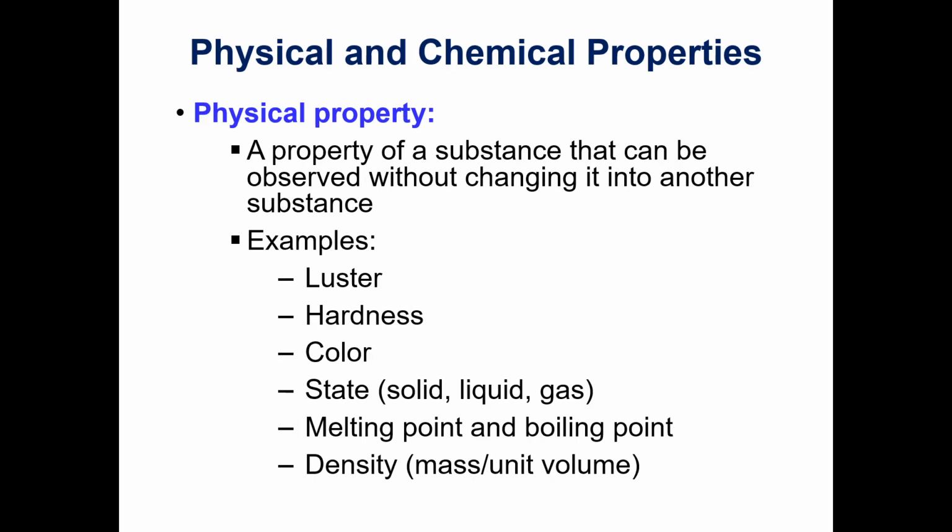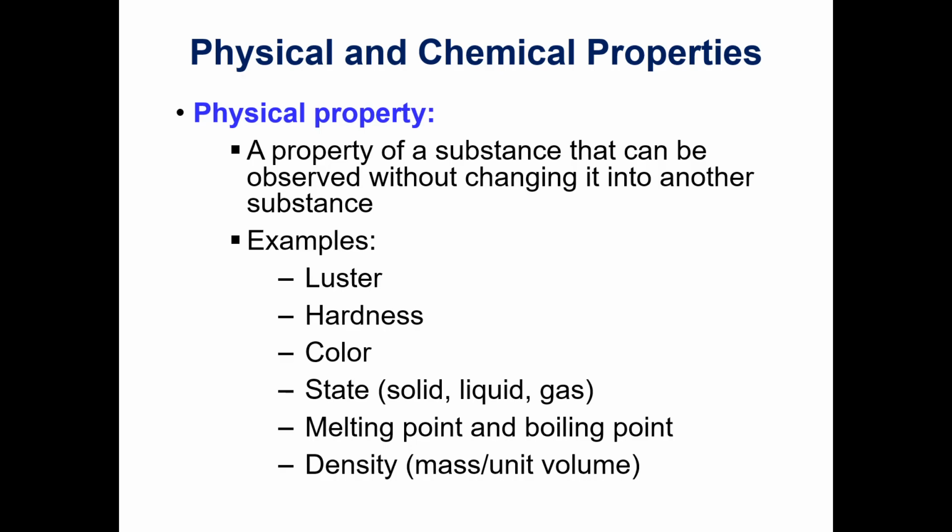Another way that we can divide properties of matter is by physical properties and chemical properties. A physical property is a property that can be observed without changing the substance you have into something else. For example, if we want to observe the color or the luster, which is how shiny something is, we can do that without having to change our substance into something else. We can just look at something and see what the color is or how shiny it is. You can feel it and determine how hard it is.